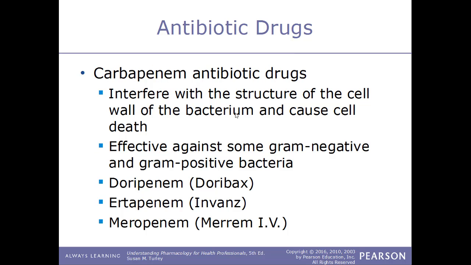Another type of antibiotic drug are the carbapenem antibiotics, and these interfere with the structure of the cell wall of the bacterium and will eventually lead to cell death. And these are effective against some gram-negative bacteria and some gram-positive bacteria. And some examples of this kind of drug would be doripenem, known by the trade name of Doribax, ertapenem, also known by its brand name of Invanz, and meropenem, known by the trade name of Merrem IV.